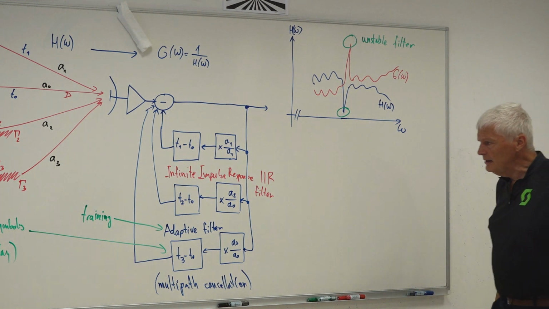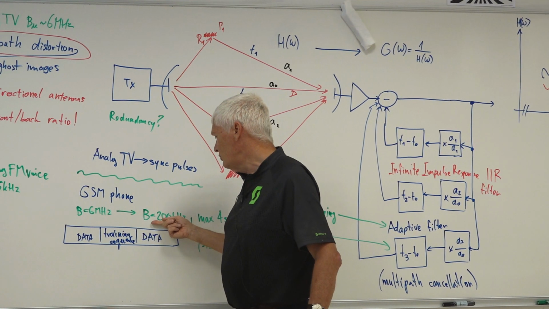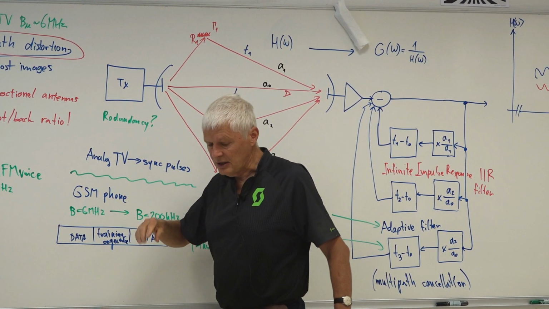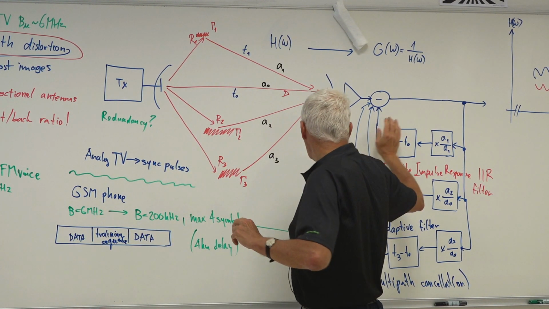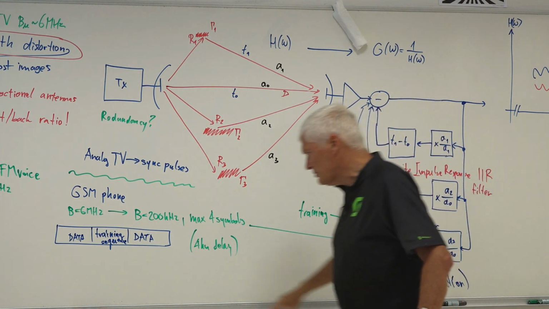It's also quite limited. As I told you, GSM phones ended up with 200 kilohertz wide channels, while initially they were planning 6 megahertz channels, but the electronics of the filter couldn't do it. The processing power of the filter couldn't do it. So they couldn't actually reach this figure.